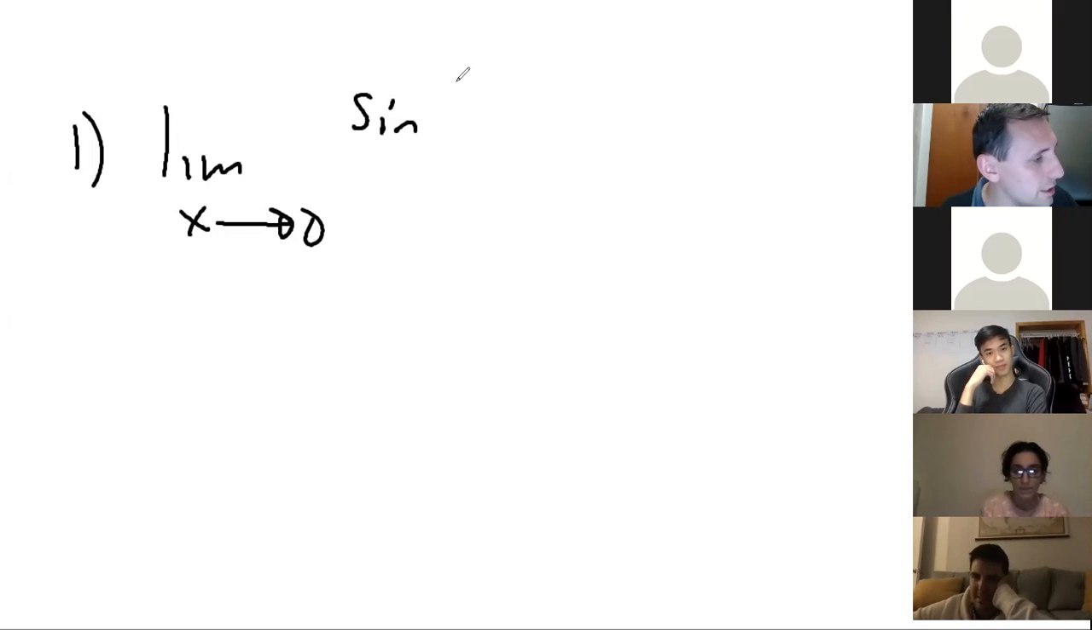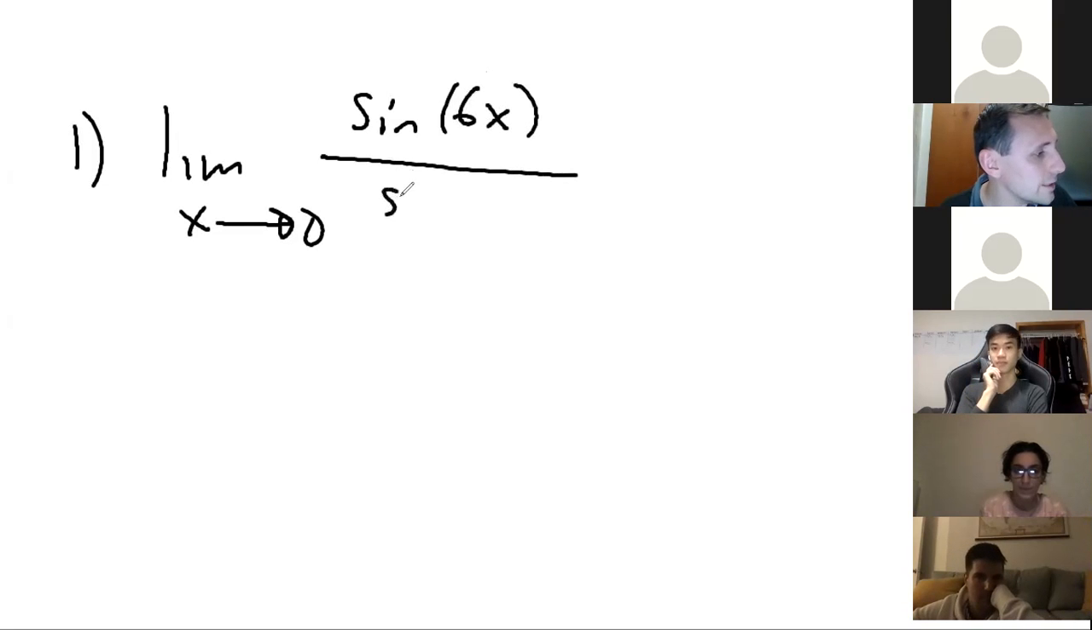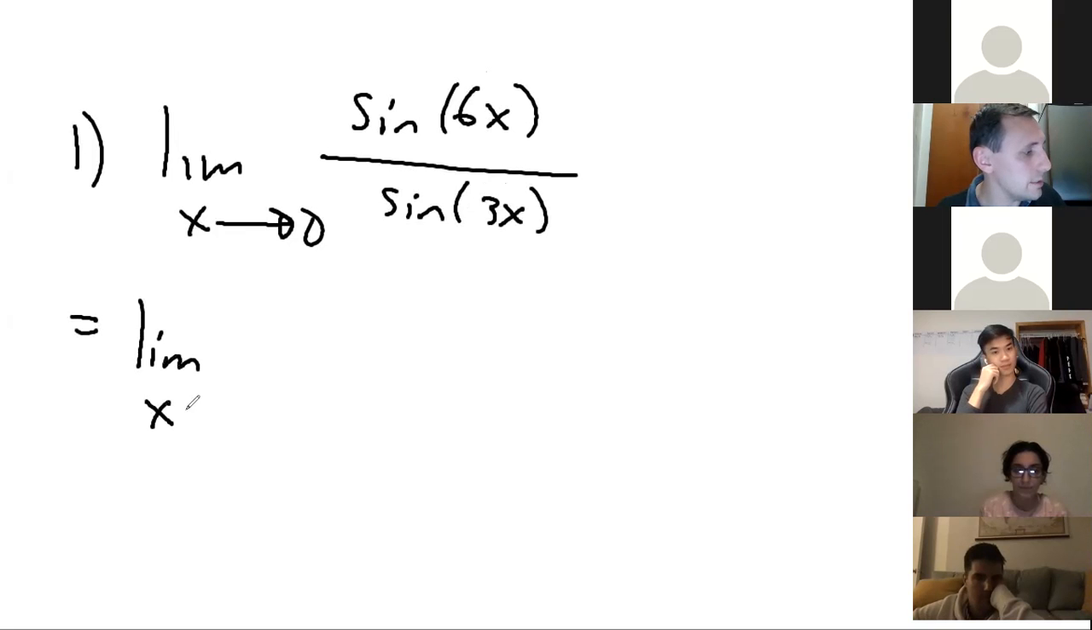So what we have here is 6x. And here we have sine of 3x, yes? And what do we get? I can break it apart like this, guys. Limit as x goes to 0. That's my solution number 1. I'll show you another one afterwards, right?